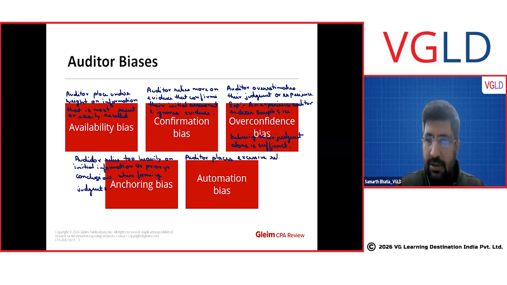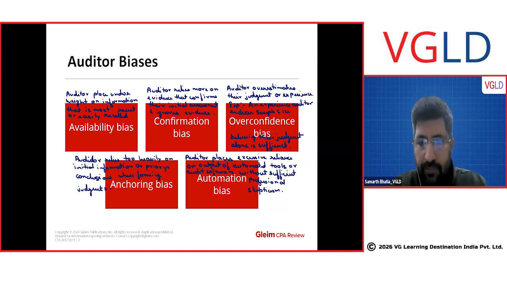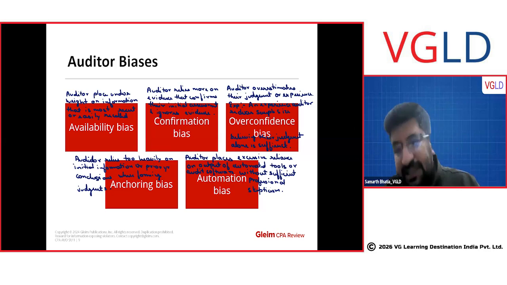So we can say when the auditor places excessive reliance on the output of automated tools or audit software without sufficient professional skepticism, it's an automation bias.